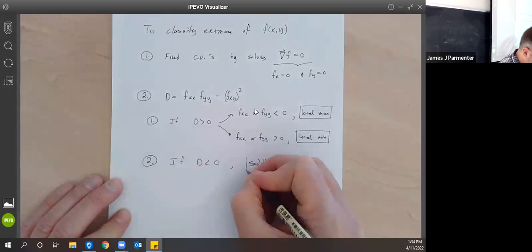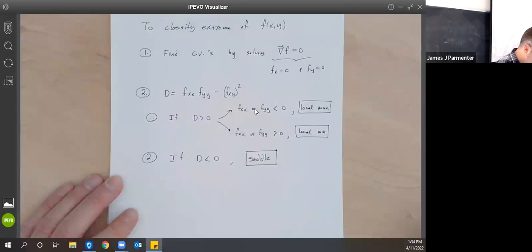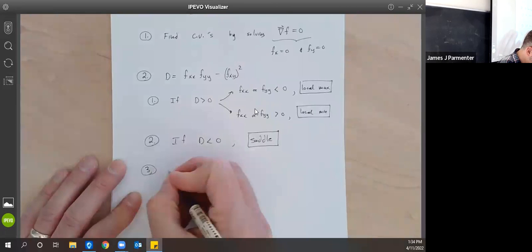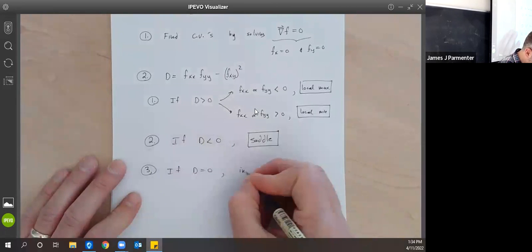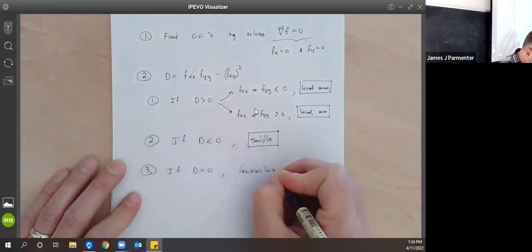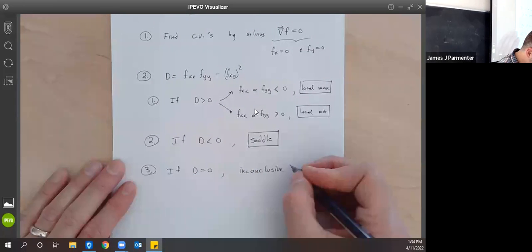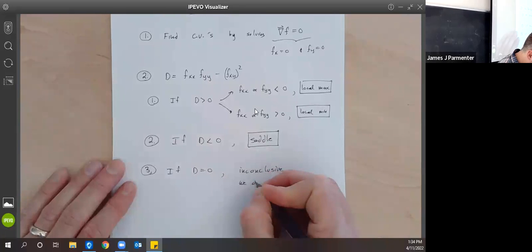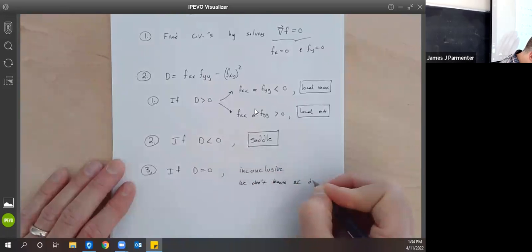Oh, there is one other option, the unfortunate option. If d is equal to 0, the test is inconclusive, which sometimes means we really don't know, and sometimes means we have to think of another way of seeing it. So sometimes this means we don't know, or sometimes it means do more work. Think outside the box.